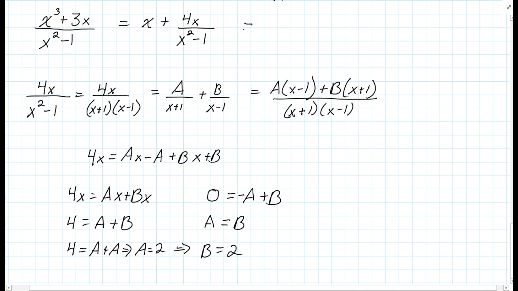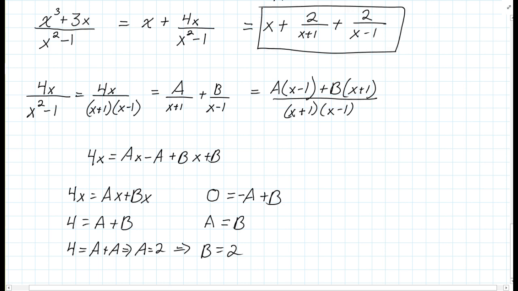So that this guy ends up being x plus 2 over x plus 1 plus 2 over x minus 1. And that is our partial fraction decomposition.